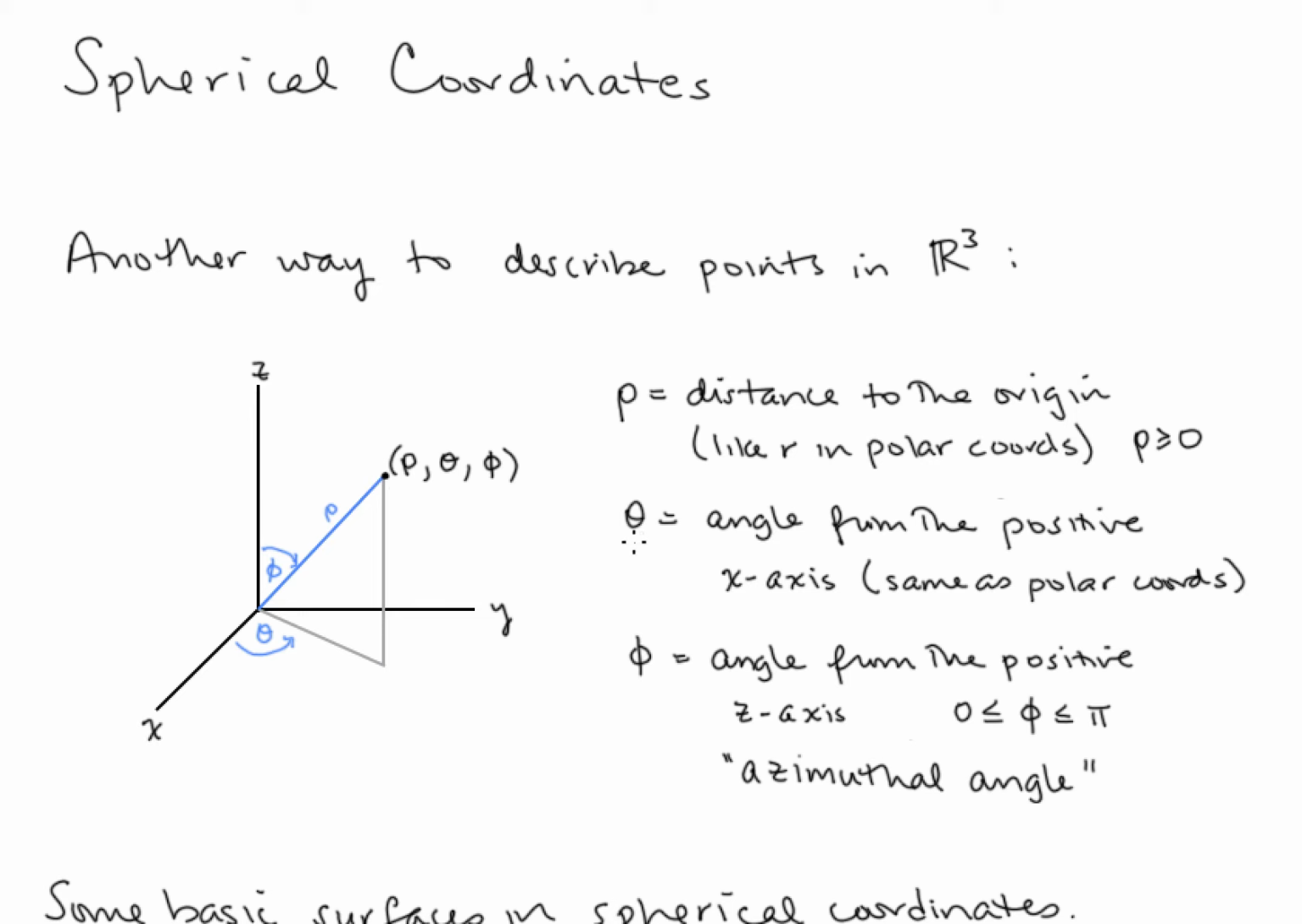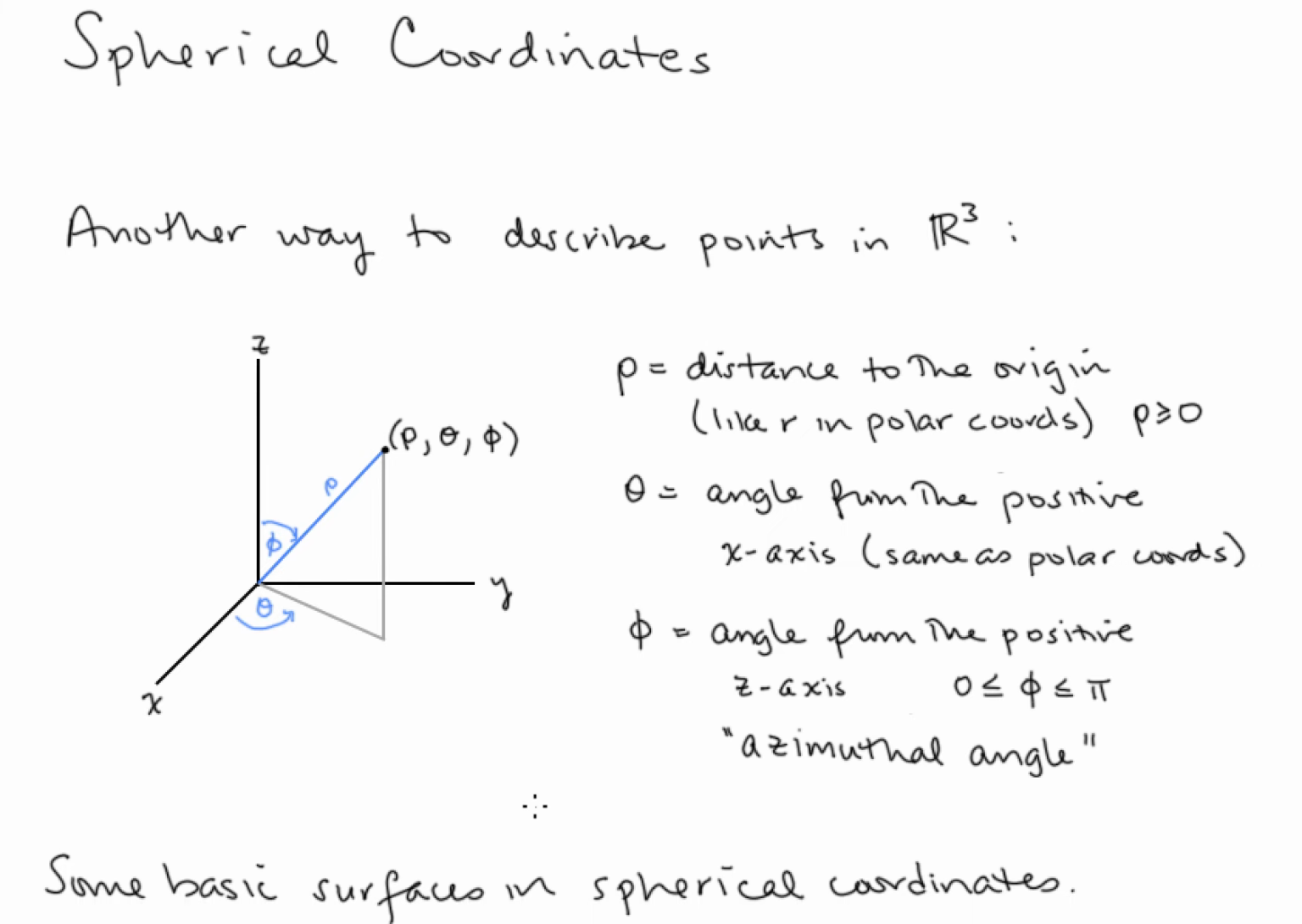We have theta, which is the same theta we have in polar coordinates. It's the angle made from the positive x-axis. And now we have phi, the azimuthal angle. That's the angle from the positive z-axis. And phi is going to go from 0 to pi only.